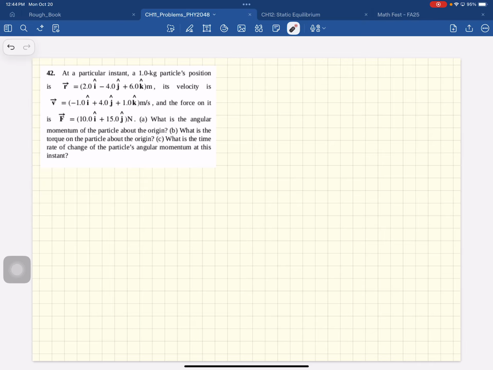All right. At a particular instant, a 1 kg particle has a position vector r like that. Its velocity is this, and the force on it is that. What is the angular momentum of the particle about the origin?